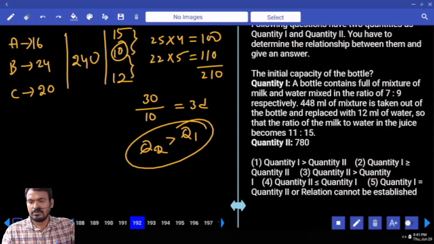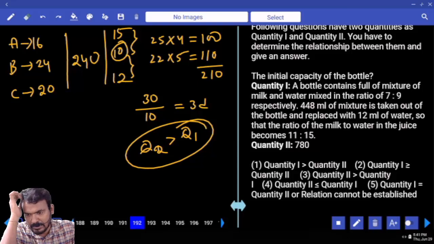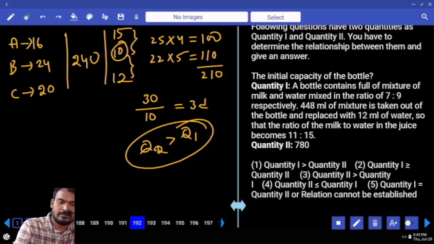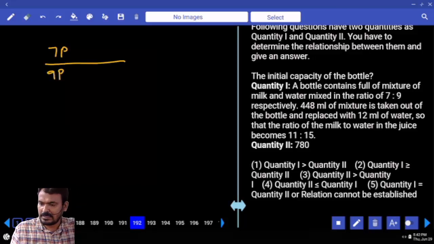Next, 192. Find the initial capacity of the bottle. Quantity 1. A bottle is full of a mixture of milk and water mixed in the ratio of 7:9. 448 ml of mixture is taken out of the bottle and it is replaced with 12 ml of water, so that the ratio of milk to water becomes 11:15. What is the initial ratio? 7:9. That means 7 parts and 9 parts, total 16 parts.